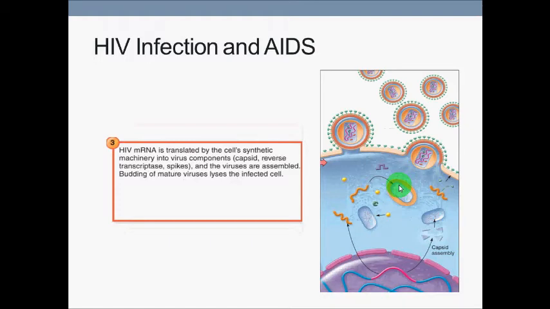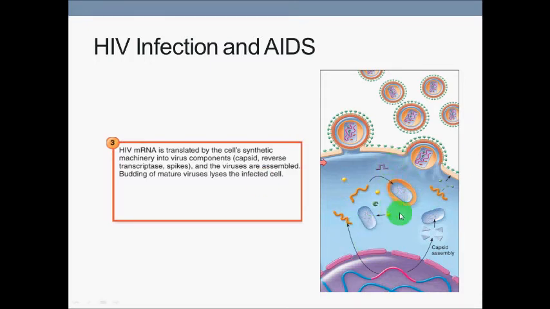Now, as we know, retroviruses are RNA viruses. So once that mRNA is produced, that is the genetic material for the virus. That mRNA is then copied. Some of the mRNA is translated into proteins that make up the capsid of the virus, proteins that make up the reverse transcriptase. Once all of those components are produced, then the viruses are starting to assemble.